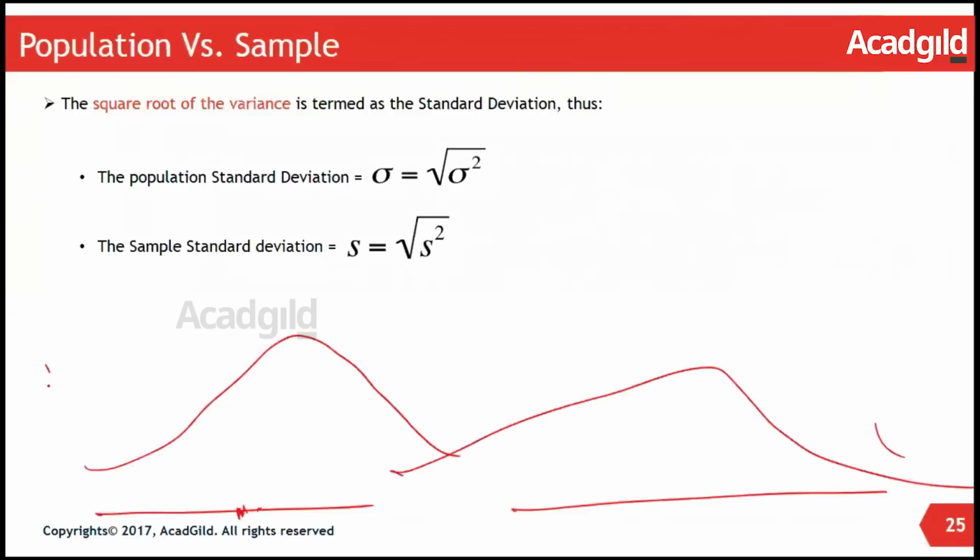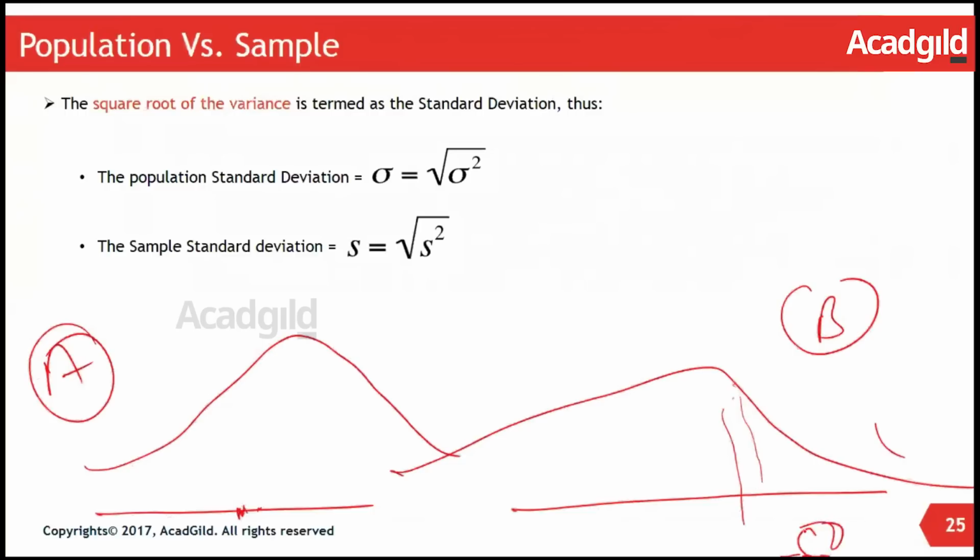Which one do you think, case A or case B? Suppose both of them have a mean of, say, 50. So which one has more spread will have more standard deviation. Which one do you think has more spread? Case B has more spread, which will have the higher standard deviation.